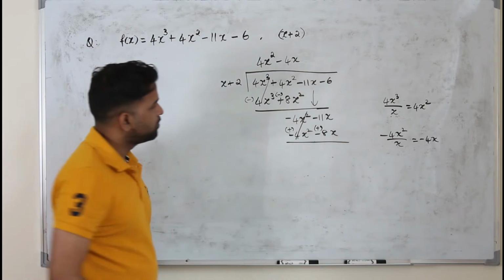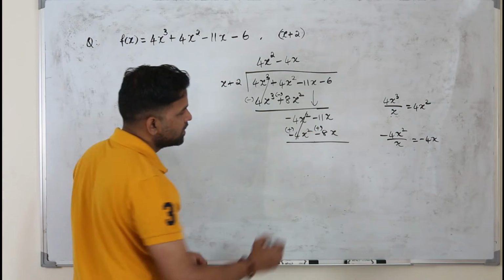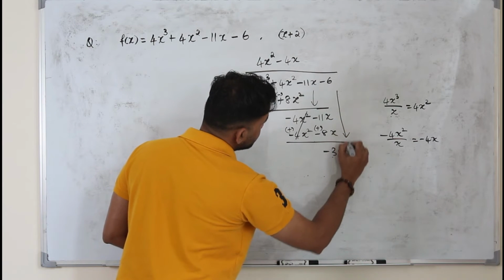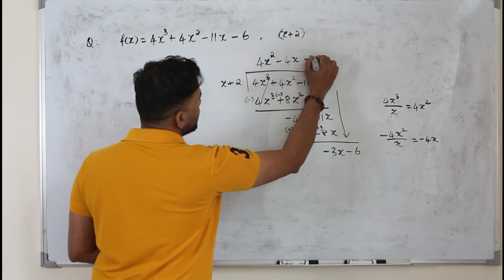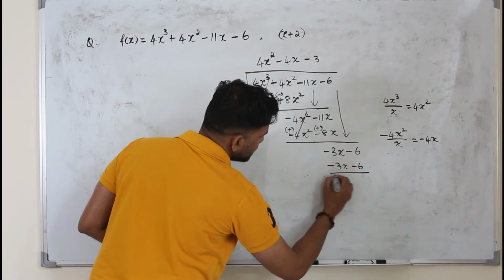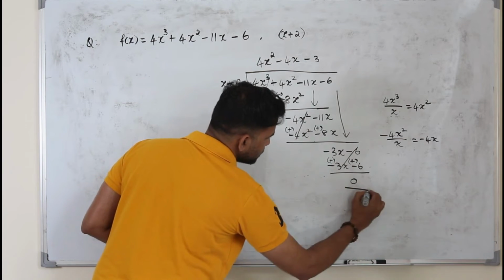Minus and plus will be cancelled. Here negative 11x plus 8x is negative 3x. Bring down the next term, negative 6. So if you multiply this by minus 3, you get minus 3x minus 6. When you change the sign, it will be cancelled. See.